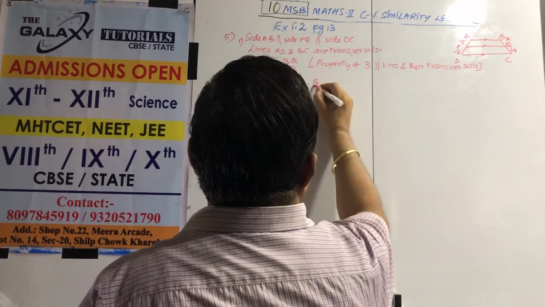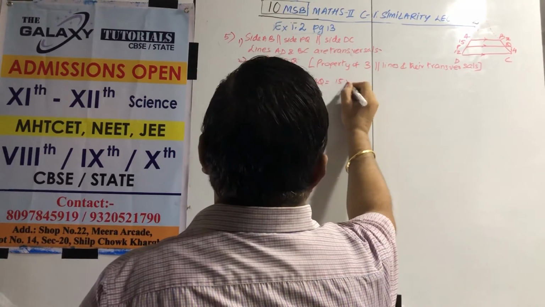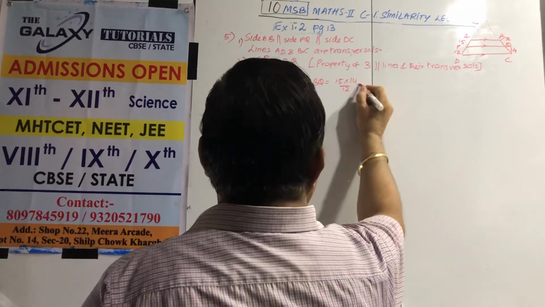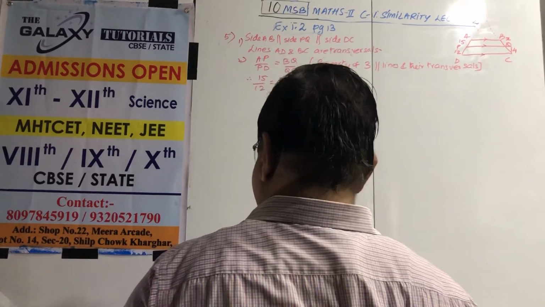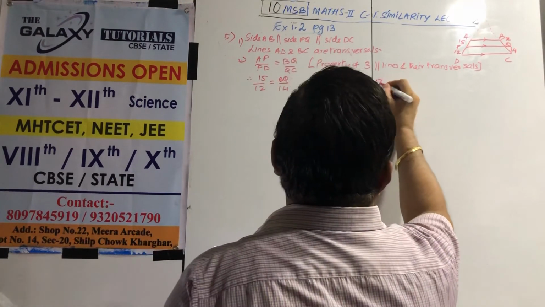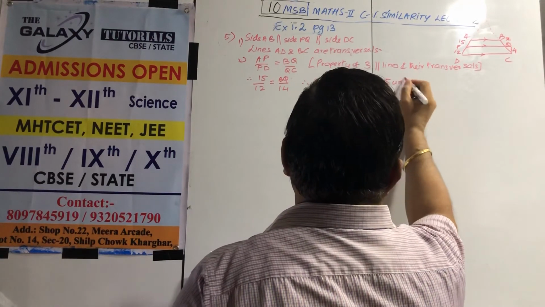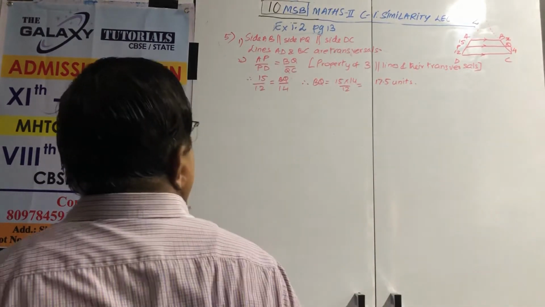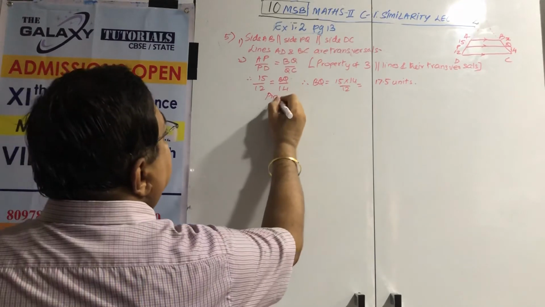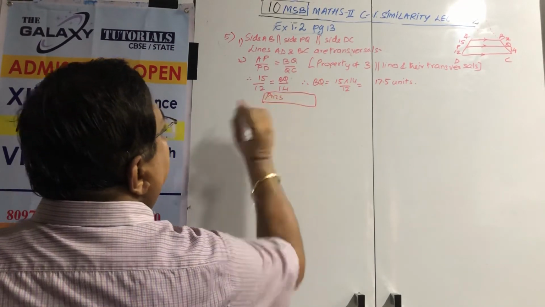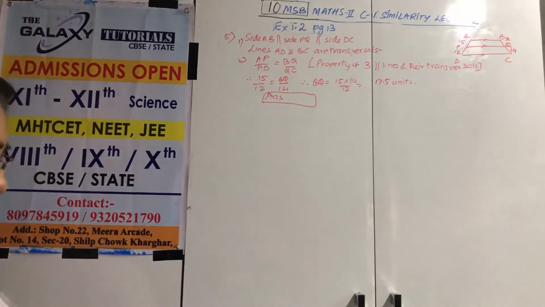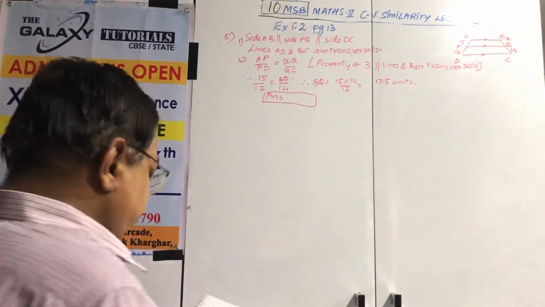So it's easy for you to imagine. BQ is 15 into 14 by 12. That gives me, as you can see, 17.5 units as the answer. Please write the answer in words and put it in a square box. This was sum number 5. Let us look at sum number 6.